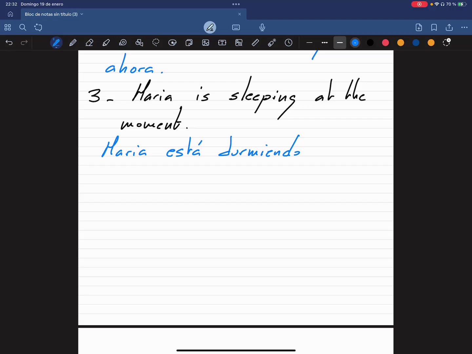How do we say at the moment? We say en este momento. So what we say basically is in this moment. That's how we say at the moment. So María está durmiendo en este momento. María is sleeping at the moment.